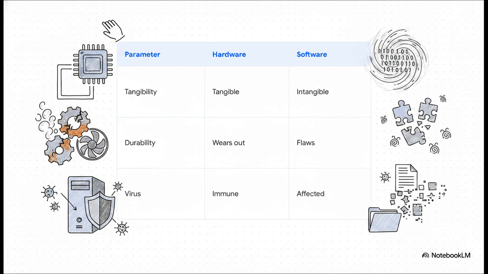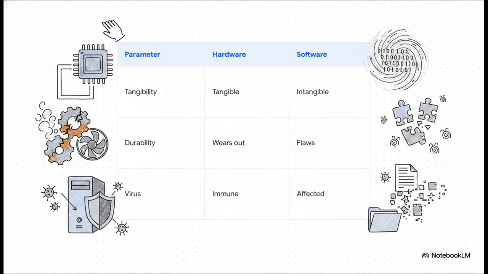Now, what's really interesting about this slide is how perfectly these parameters highlight their opposite natures. Take tangibility, for instance. Hardware is physical, built from real electronic materials. You can literally touch it. Software is completely intangible. It's just developed and engineered through computer language.